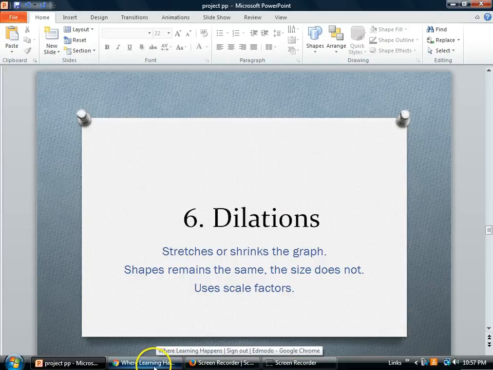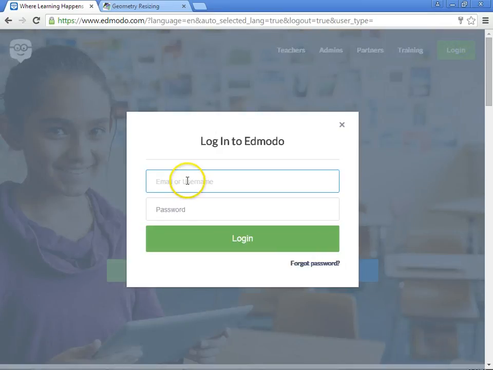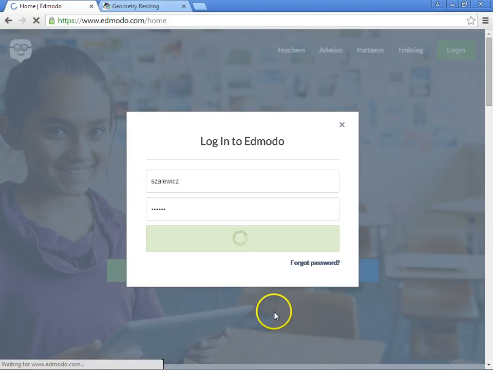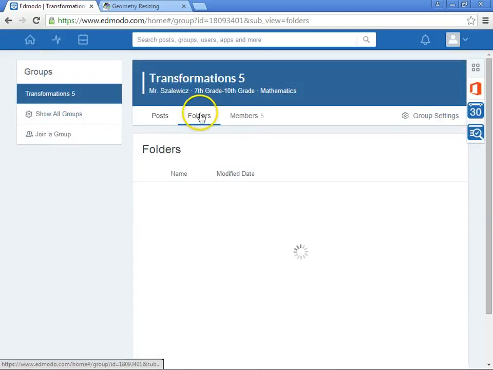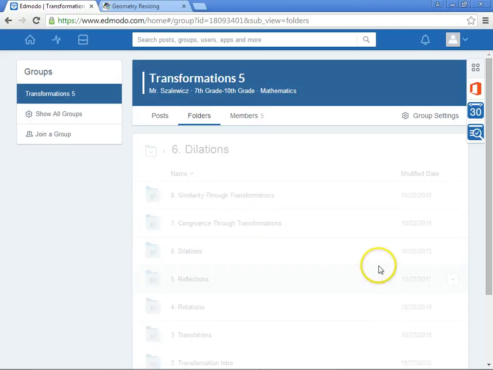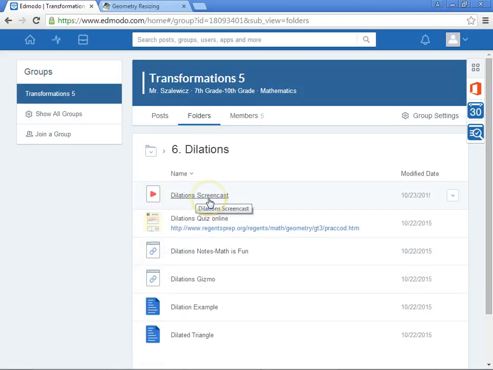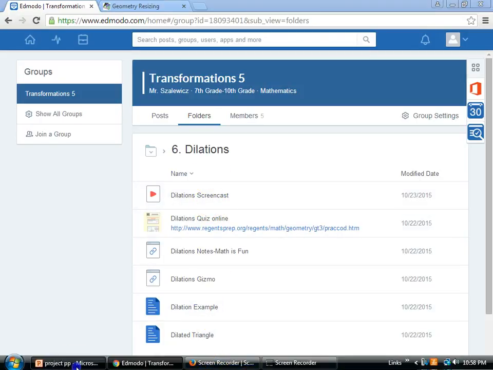We start every lesson by logging into our Edmodo page, and we'll get right into our group, transformations number 5, our folder, dilations. As you can see here, the first thing we're looking at is Dilations Screencast. Those screencasts are all loaded into the folders and can be watched and rewatched at your discretion, and each screencast will take you through the folder of that particular lesson.